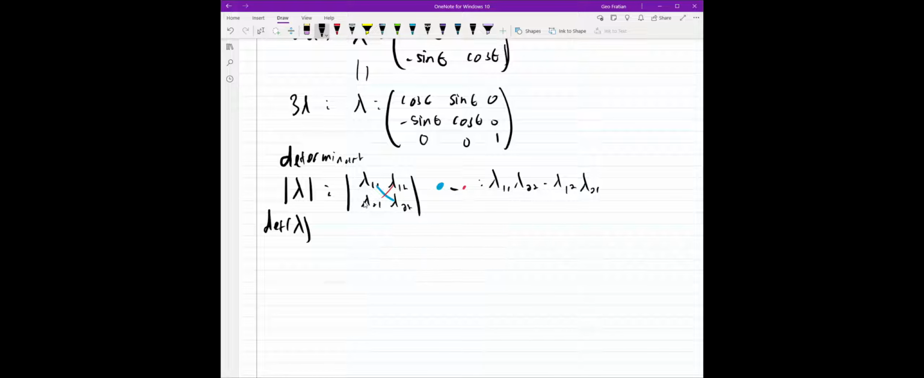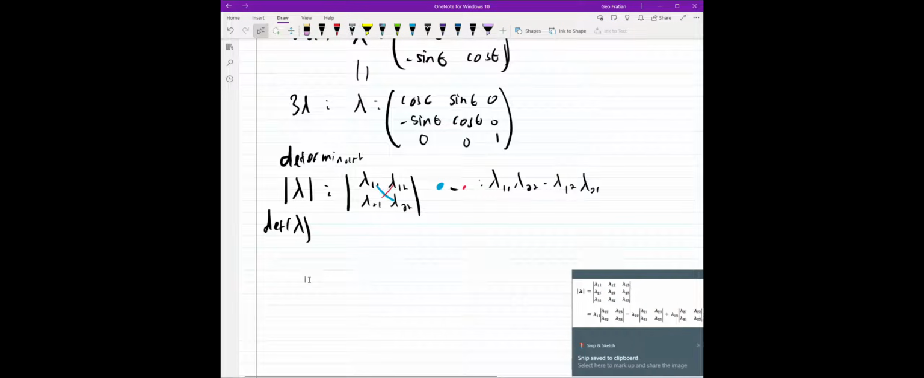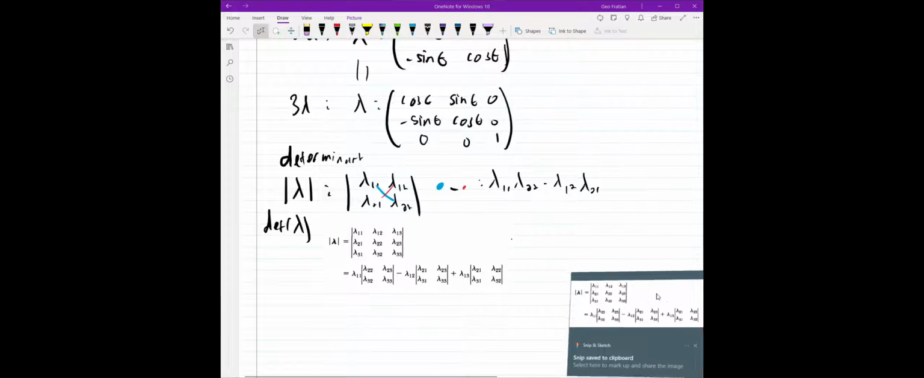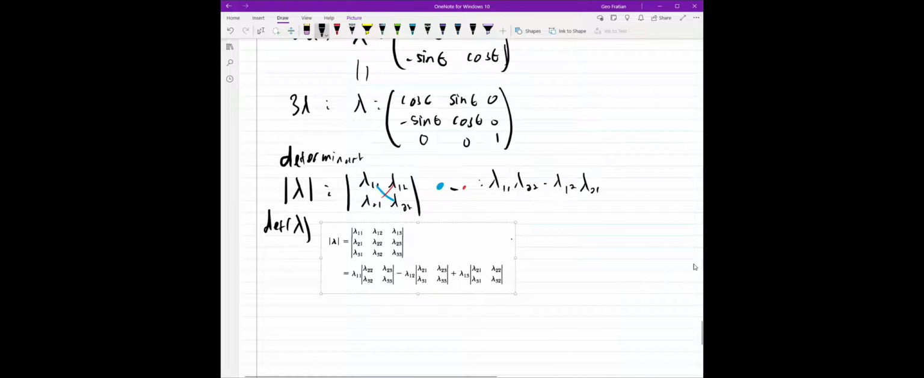Okay. Now, it's a little bit more complicated in 3 dimensions. So in 3 dimensions, actually, I'll just write it out. I'll just screenshot it, I mean. In 3 dimensions, what you basically do is it's kind of the same thing, but it's a minus plus minus thing. So you take this first value right here, lambda 11, and you say, all right, this value times this matrix right here, the determinant of this 2 by 2. So basically you just keep making smaller and smaller 2 by 2s.